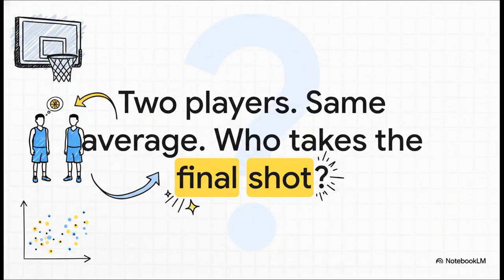Okay, picture this. The clock is ticking down in the championship game. It's all tied up. You've got two players on the bench, and both of them average 20 points per game. I mean, on paper, they're basically the same person. So who do you trust to take that final game-winning shot? It's a nail-biter of a decision, right? Well, what's so cool is that a little bit of statistics can give us a shockingly clear answer.